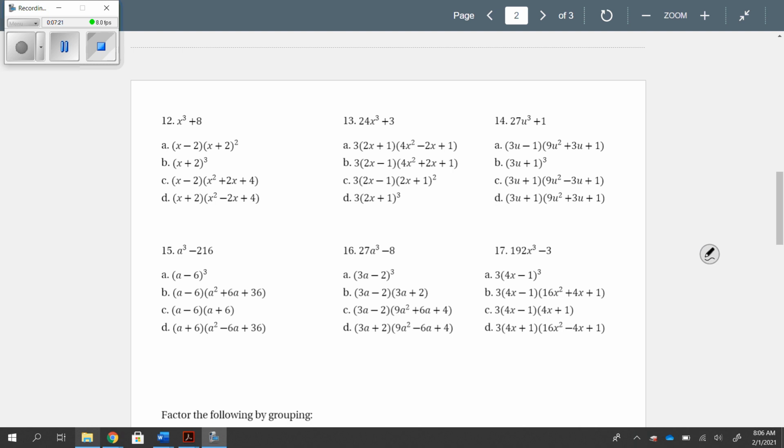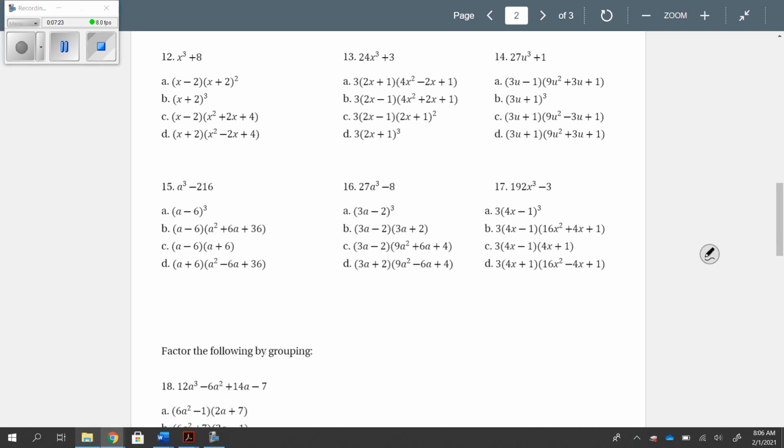Let's move on. So difference of cubes, we see right here, it's number 15, a cubed minus 216. There's a pattern just like sum of cubes. This one starts with it, just like earlier, it goes minus, plus, plus. Again, if you remember this pattern, you always get it right.